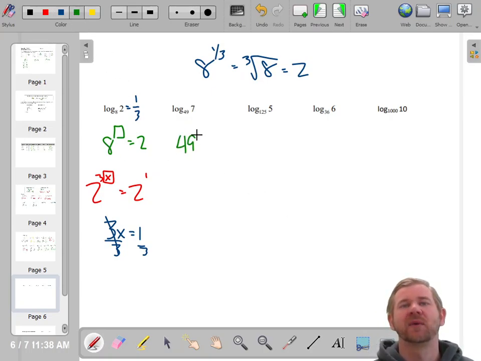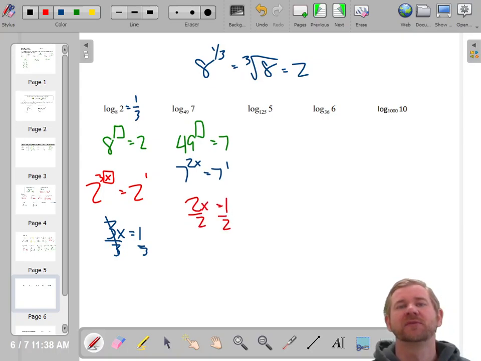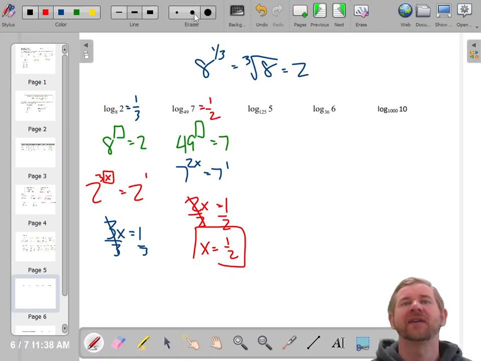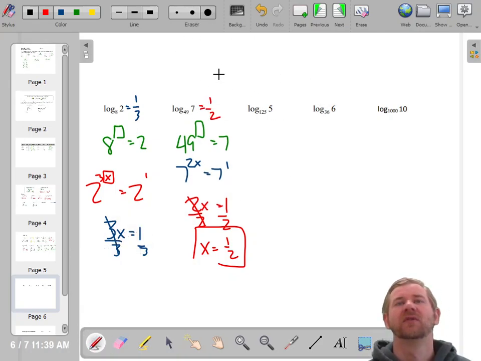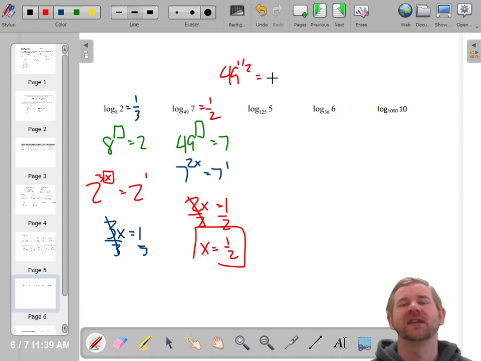49 to some power is 7. Well, you have to remember that 49 is 7 squared. And I could say, well, 7 to 2 times something is 7 to the first. Let's write a little equation again. 2x equals 1. So when you divide both sides by 2, you get x equals 1/2. And remember, 1/2 is square root. 49 to the 1/2 is the same as the square root of 49, which is 7.